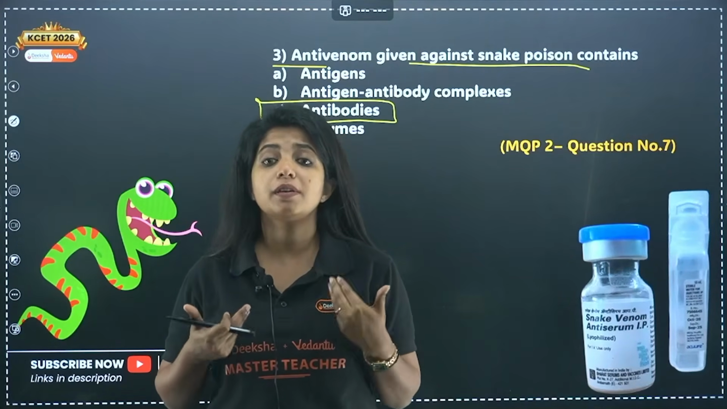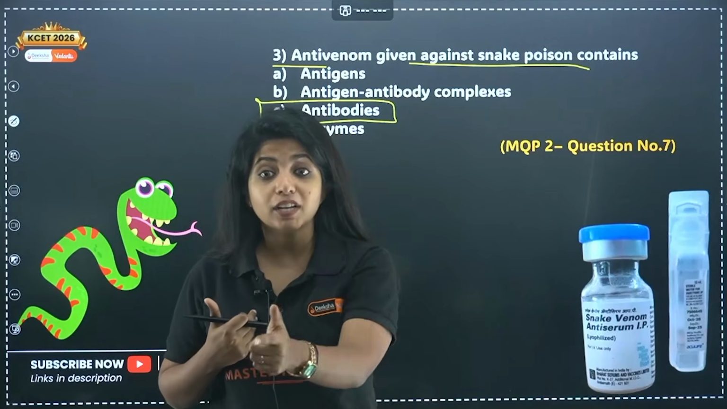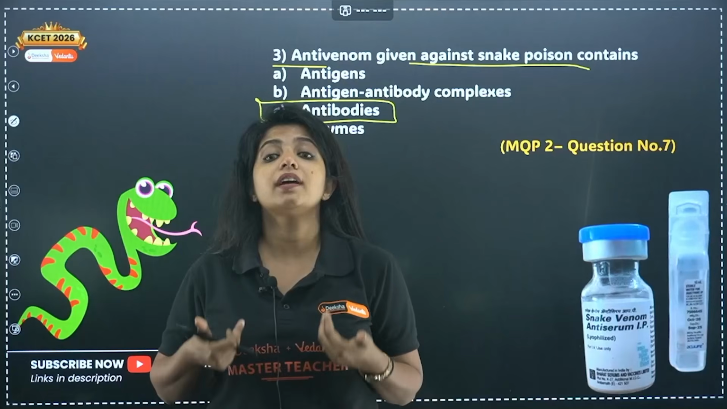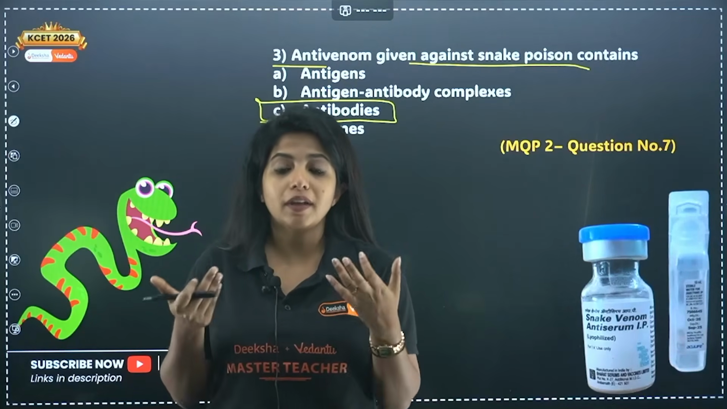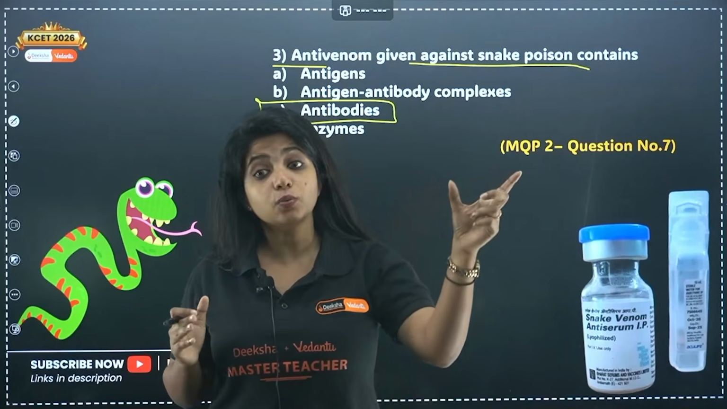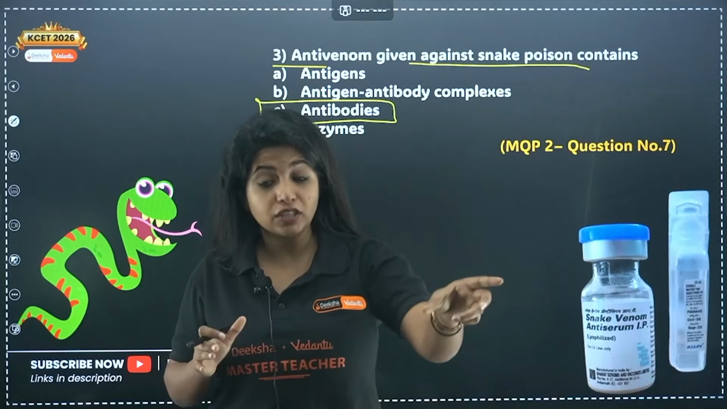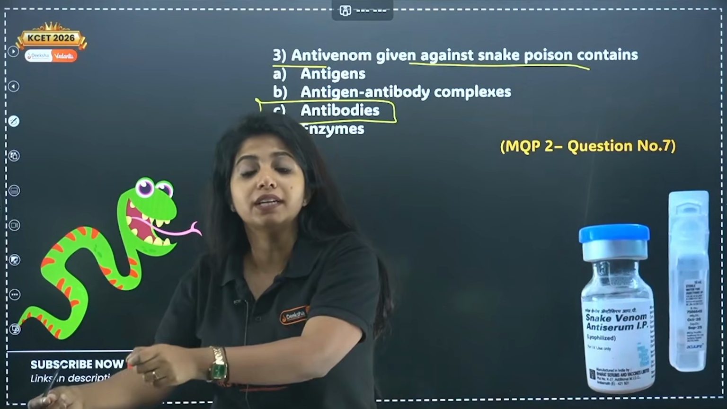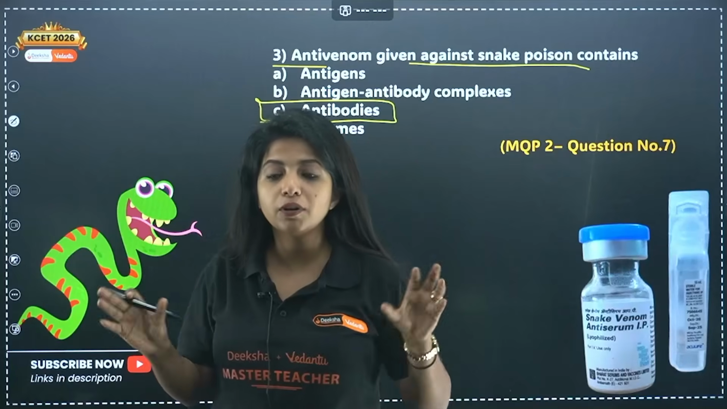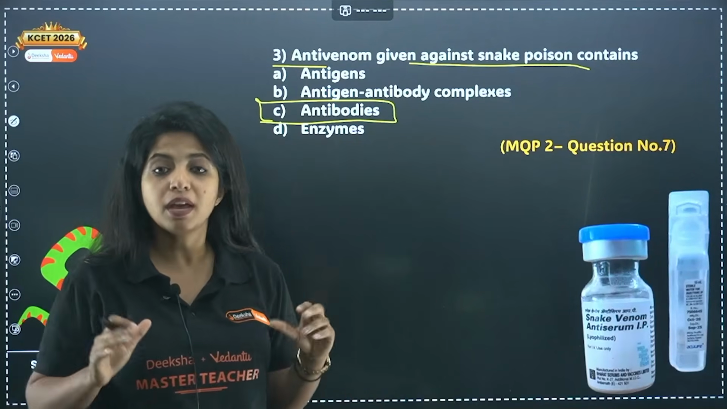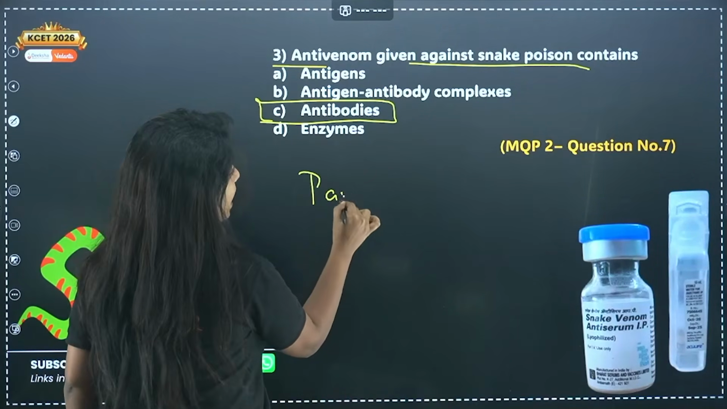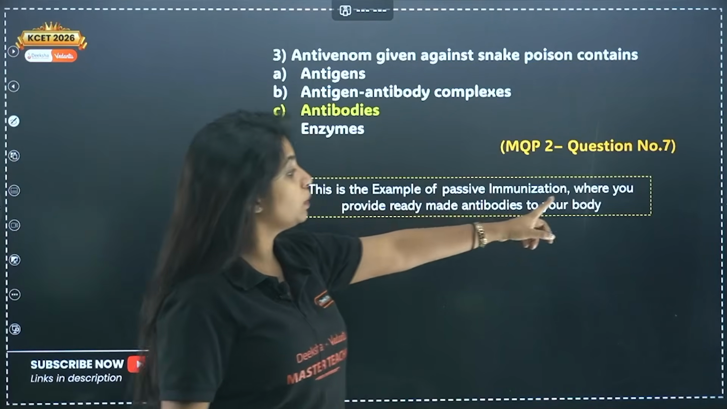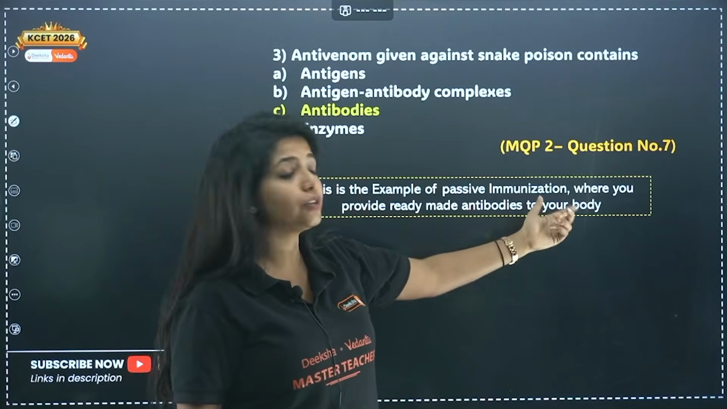Why am I making my body produce antibodies? So that when a COVID virus actually comes into my body, it knows which antibodies it should produce, and it will help me out. That is where your body is involved in vaccination, and that is the active form of immunity. Over here, you are being given ready-made antibodies. Your body is not producing any antibody at this point of time, which is why you call this passive immunization. Always remember, this is an example of passive immunization where you provide ready-made antibodies to your body.